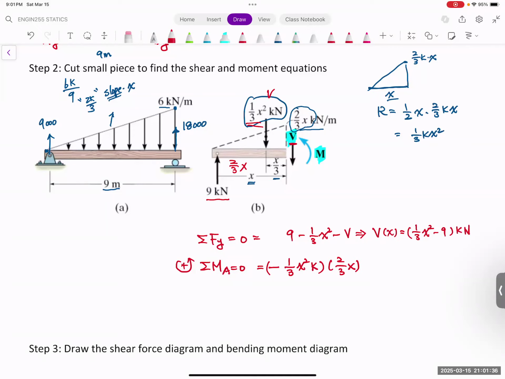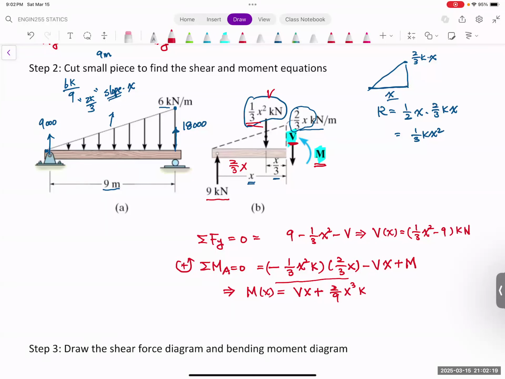And then you're going to add another force, create the moment, which is the V. There will be the sign to be negative V times x. And then you're going to add with M here, which is positive M. And N is the one that we try to find. So with this, we can find out N of x is equal to Vx plus these two multiplied together. That will be 2 over 9 x cubed of k.